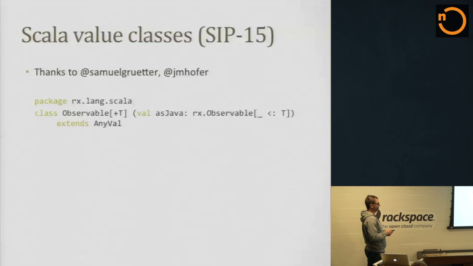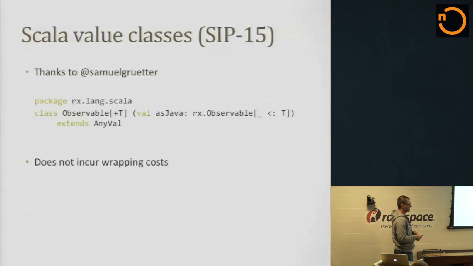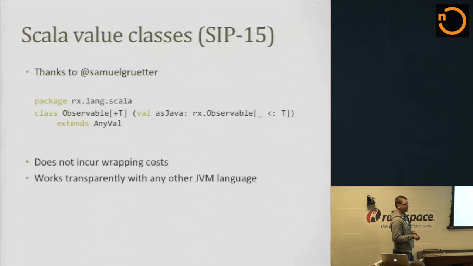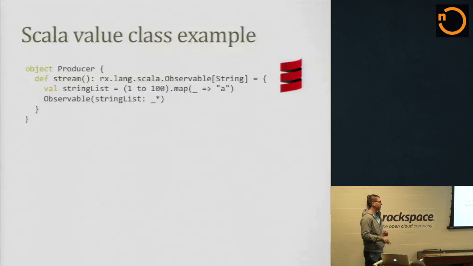What a value class is, let me back up, it wraps one object and basically acts as a transparent proxy for that object. So in our case, we would like our Scala observable to look precisely like a Java observable. And the syntax for that is we extend AnyVal. What this does is there's no actual wrapping happening. These methods get added by the compiler. And since there is no other class file, it works transparently with any other JVM language.